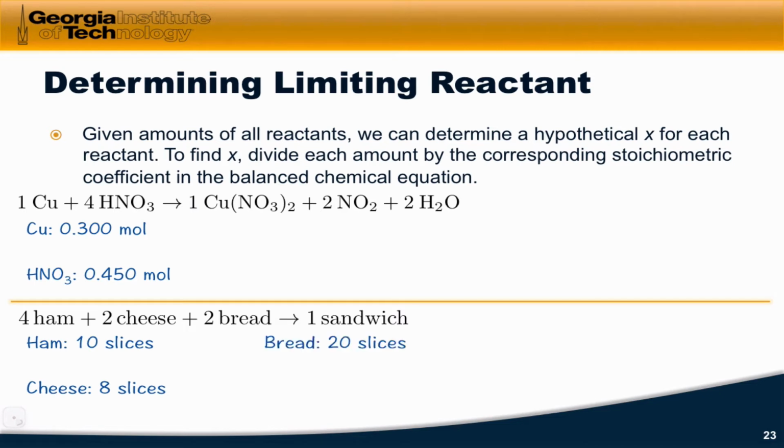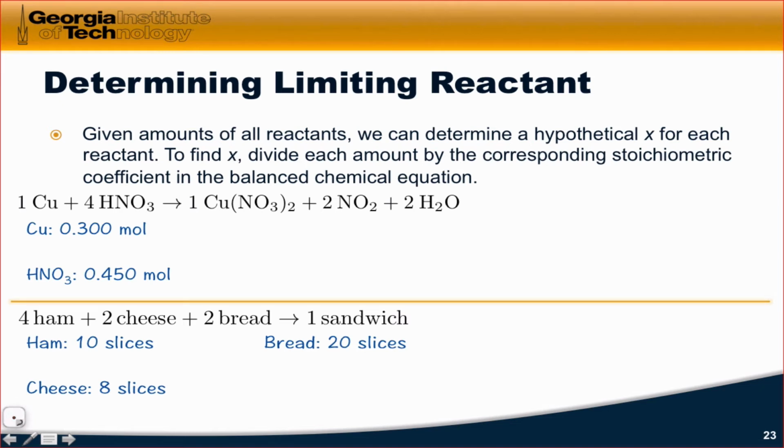We can ask the exact same question for the sandwich making process that we asked for the chemical reaction up above. Given the amounts of ingredients in this case that we have on hand, how many sandwiches can we produce, and which ingredient is the one that's limiting the number of sandwiches that we can produce? What we can do with the bottom scenario is calculate the hypothetical number of sandwiches that we can produce given each of these ingredients and assuming an excess of all the other ingredients. It's the smallest one of these hypothetical x's that's going to be associated with the limiting reagent, or the limiting ingredient in this case, and we'll see why that is when we get to the end of the calculation.